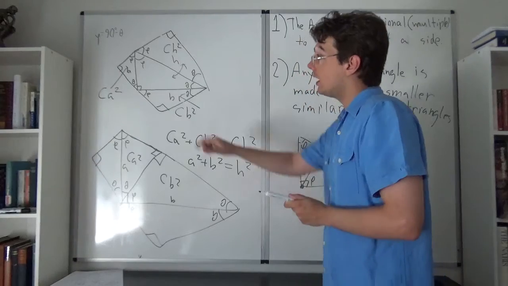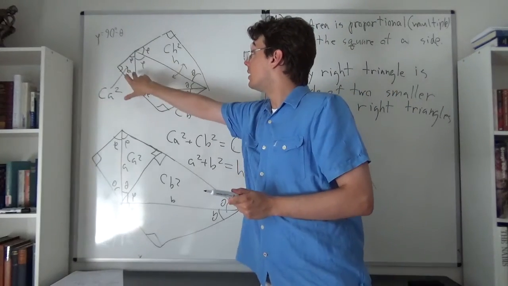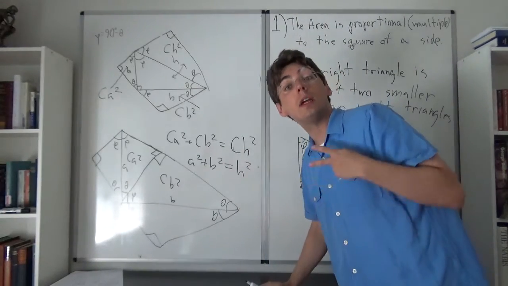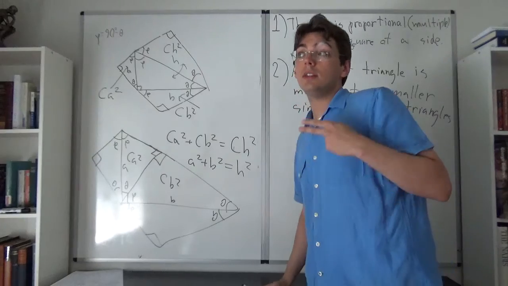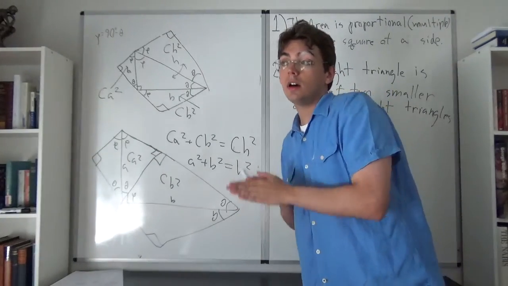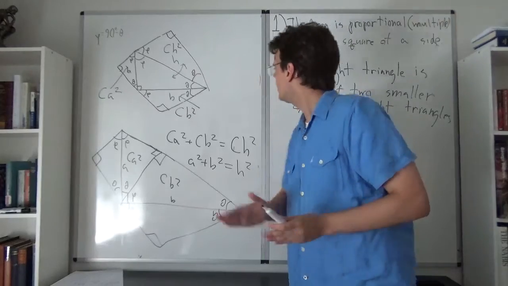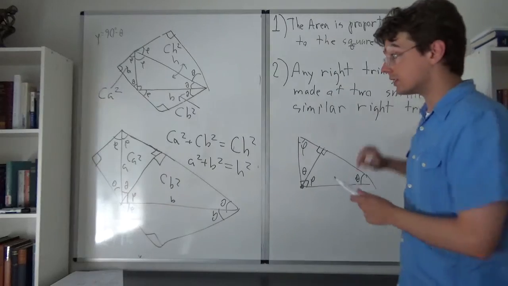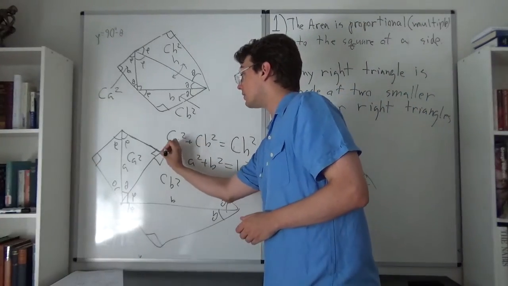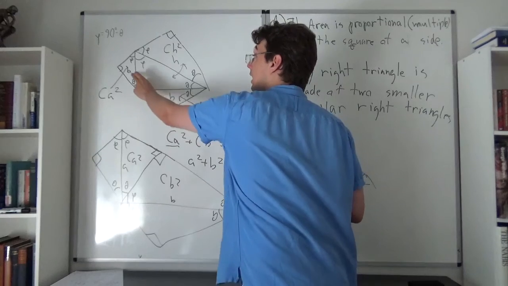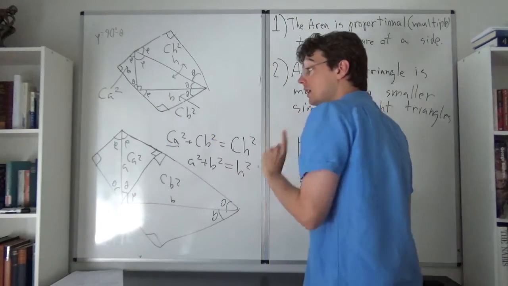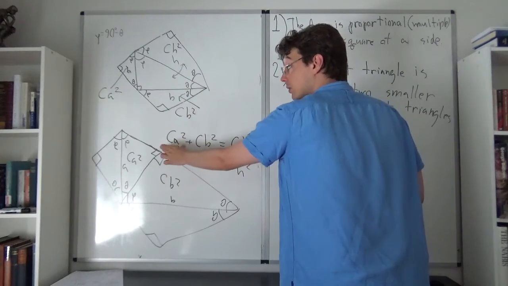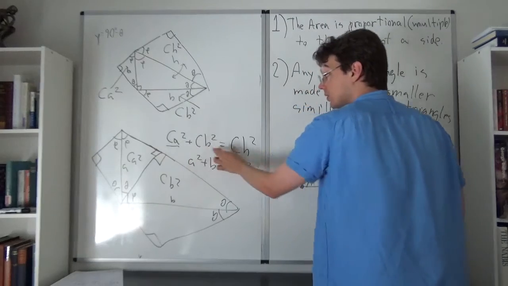Well, the reason is these three sides, A, B, and H, are related to each other through a two-dimensional figure. And how is the area of that two-dimensional figure related to each of its sides? Well, the area is proportional to a multiple of the squares of a side. So we understand that if these three, A, B, and H, are going to be related, they have to be related through their triangle and probably through the area. So that's why there's an A squared, a B squared, and H squared.